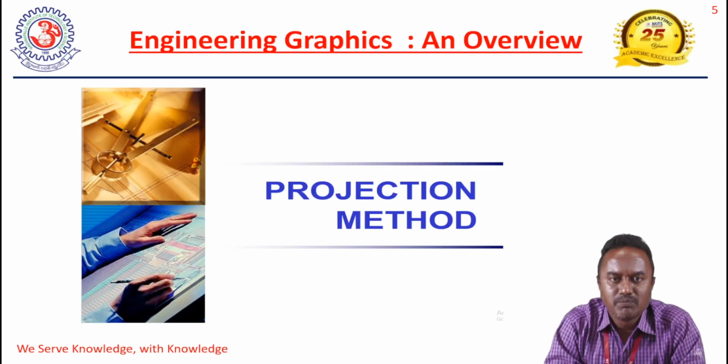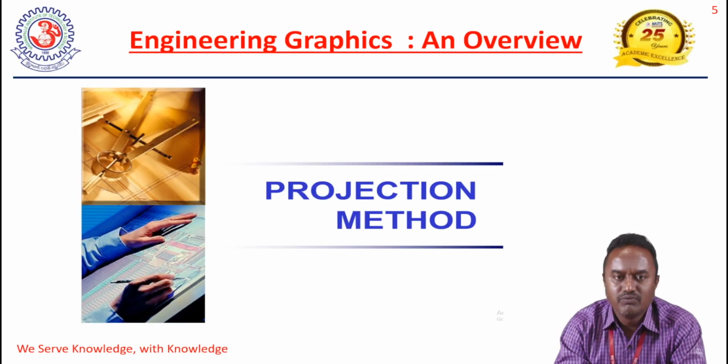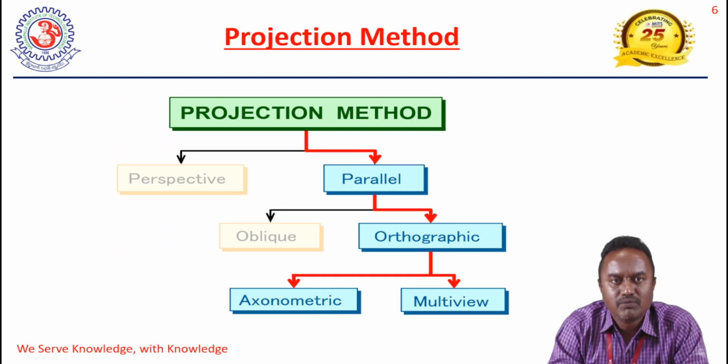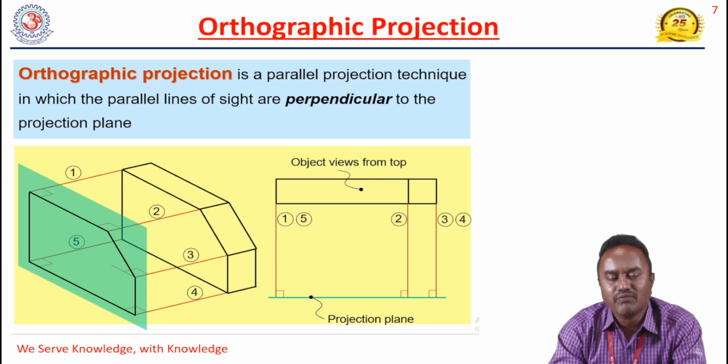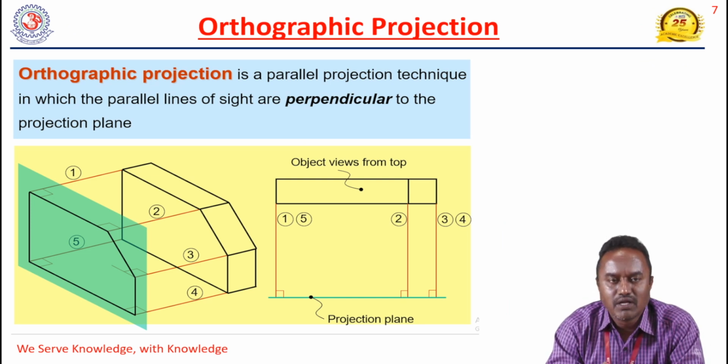Let's start with the projection methods. We have different projection methods: perspective projections, parallel line, oblique, orthographic, isometric or axonometric, and multi-view. Let us see one by one what the different projection methods are. The first one is orthographic projection. In orthographic projection, simply, the object and the viewer are perpendicular to each other.